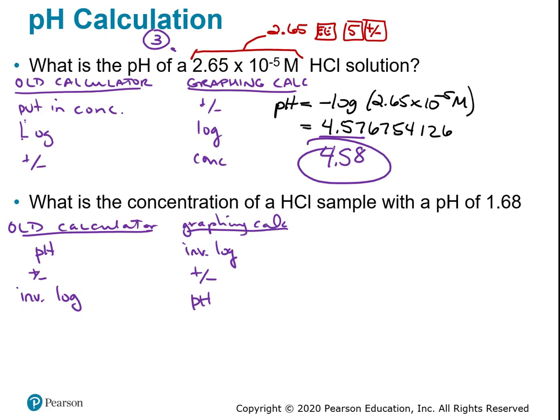So now if you're going the opposite direction and you know the pH and you want to figure out the concentration, if you have the old calculator, you put in the number for pH, make it negative, and then hit the second button and the log button. So you put 1.68, make it negative, and then hit second and log.